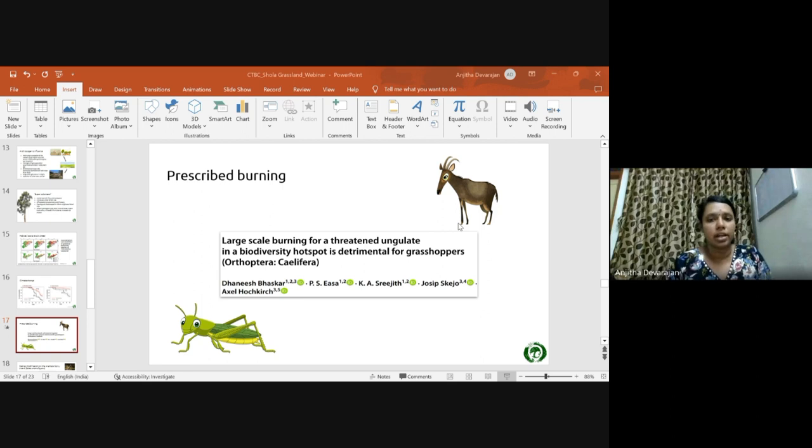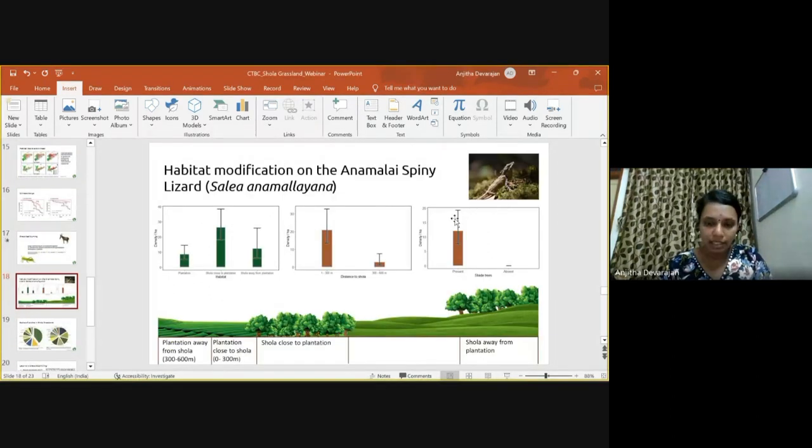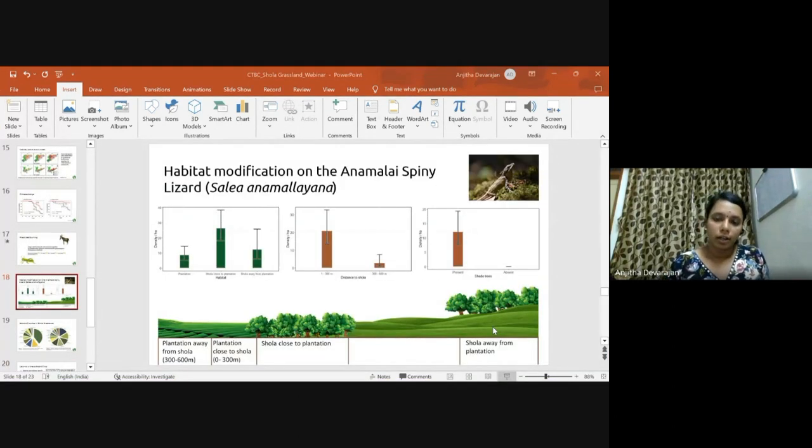There was one study on the Anamalai spiny lizard, which was carried out by myself in Eravikulam National Park. The study compared the population of this Anamalai spiny lizard in the Shola forest and also in the tea plantations, which are a modified habitat for the lizard.